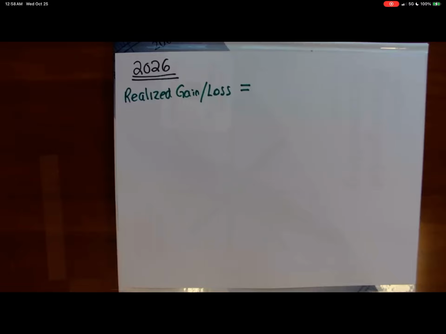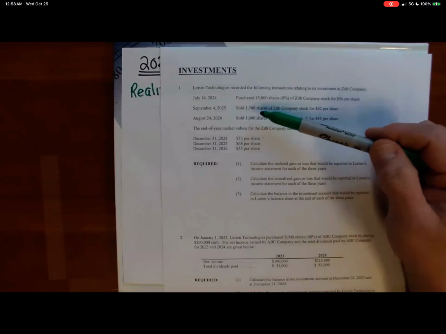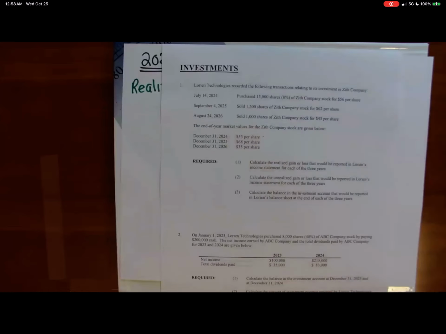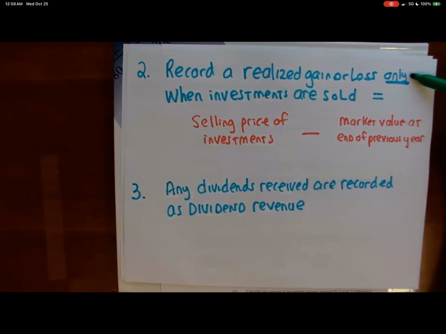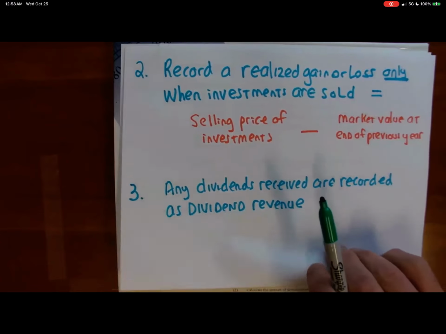Carter, let's start. Just a first question, yes or no question. In 2026, will there be a realized gain or loss? Yes. How do you know? Because it states that on August 24th, they sold 1,000 shares for $45 per share. Once again, in 2026, we had a sale of some of the investments. And whenever we have a sale of investments, that's the trigger to tell us we will record a realized gain or loss. All right, good.